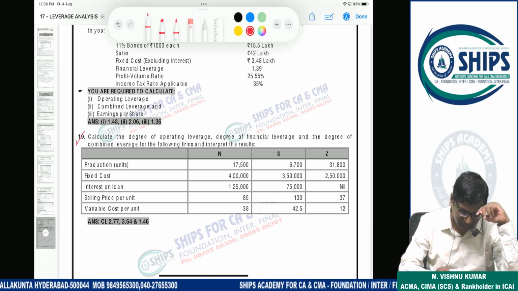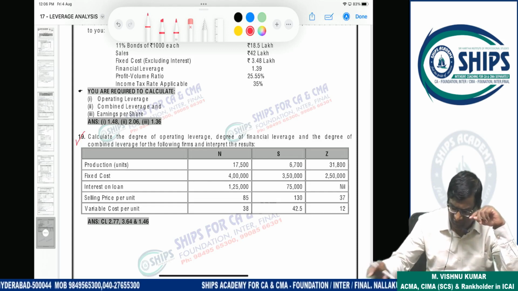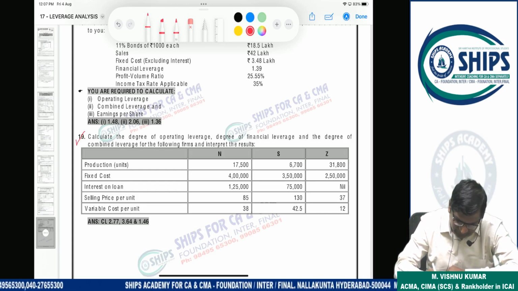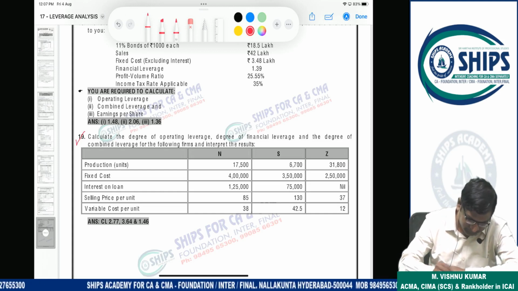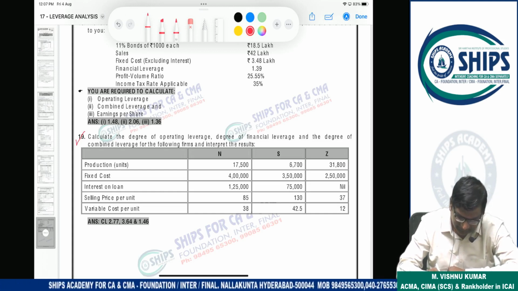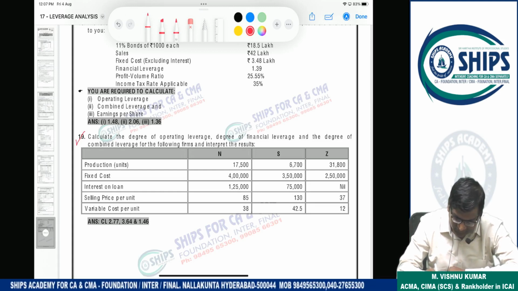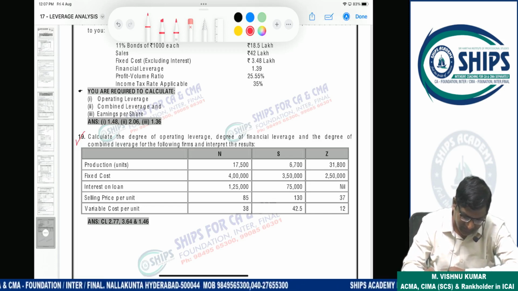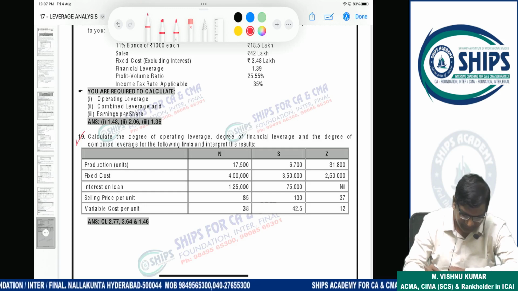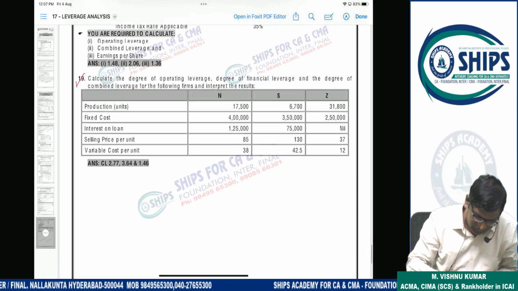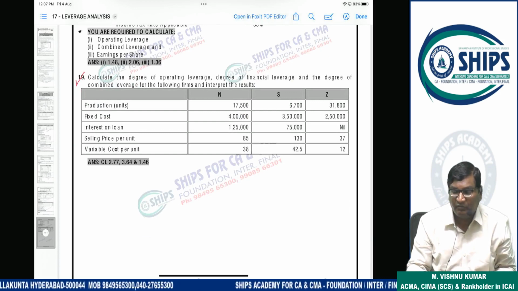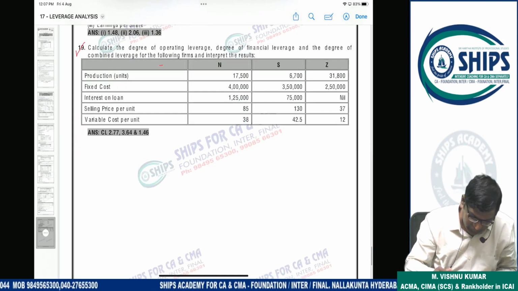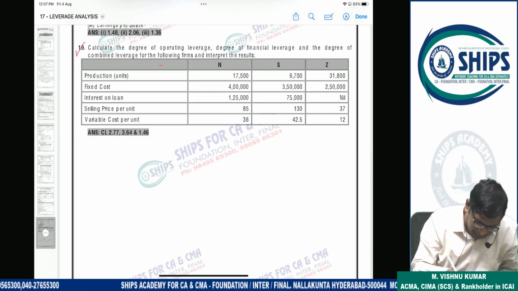Calculate degree of operating leverage, degree of financial leverage, and degree of combined leverage. So in N S Z, three companies are there. Production 17,500, 6,700, 31,800 units. Fixed cost, interest on loan, selling price, variable cost per unit. So first we have to prepare the income statement. Complete income statement is not possible. Whatever is given, according to that we have to prepare.